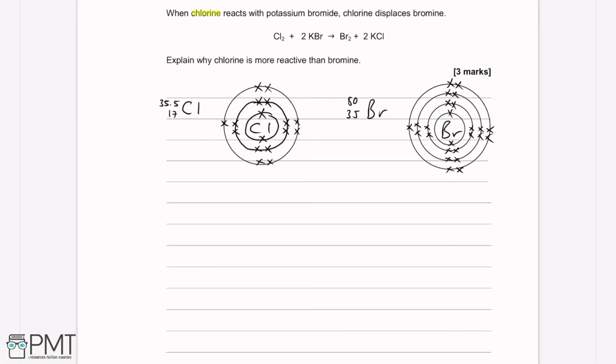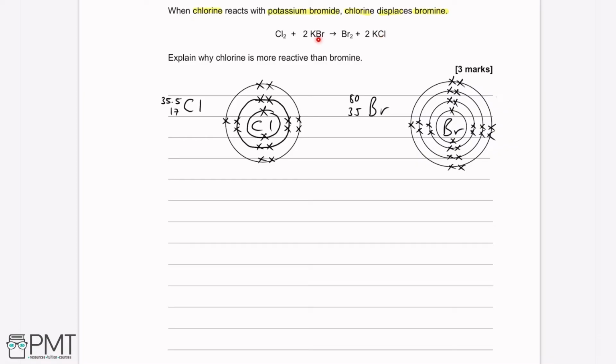When chlorine reacts with potassium bromide, chlorine displaces bromine. And this is shown in the equation. So we've got chlorine, Cl2, reacts with potassium bromide, KBr, and that's going to make bromine, Br2, and KCl. So notice how the chlorine has taken the place of the bromine in the compound. This question asks, explain why chlorine is more reactive than bromine. So it's an explain question.